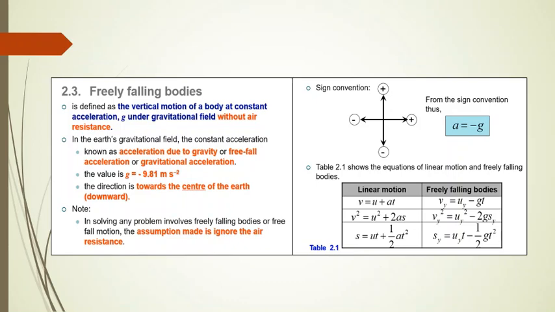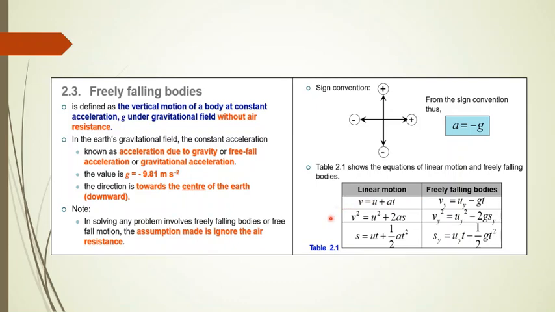Sign convention. Upward and to the right are positive, whereas to the left and downward will be negative. a is equal to negative g. Below are the equations of linear motion and free fall motion. For example, v equals u plus at will become vy equals uy minus gt.